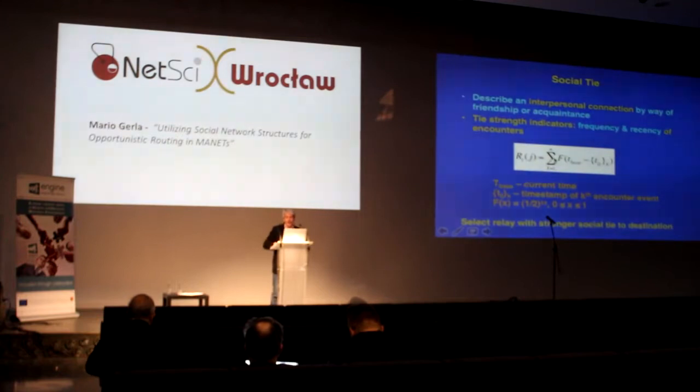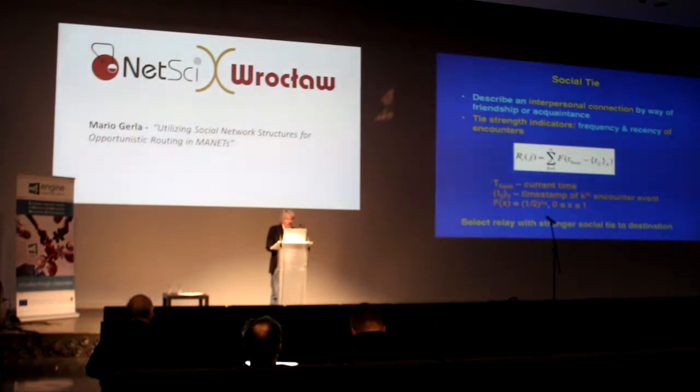So basically, the social tie of this node to another node tells us how often we met the node in the past, and the expectation is that the meetings in the past are representative of what will happen in the future, right? So if you want to go to a certain destination, you would choose a node with a strong social tie to that destination.